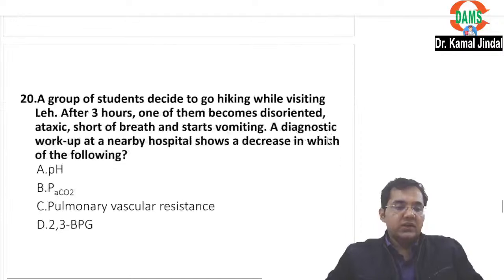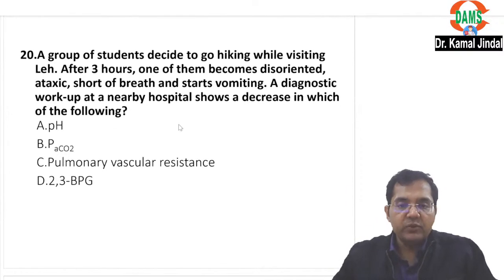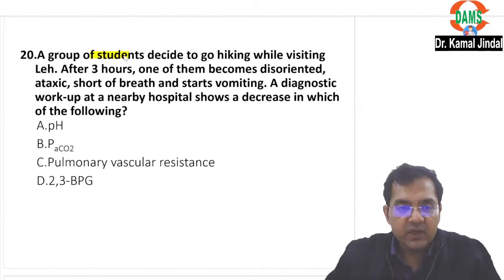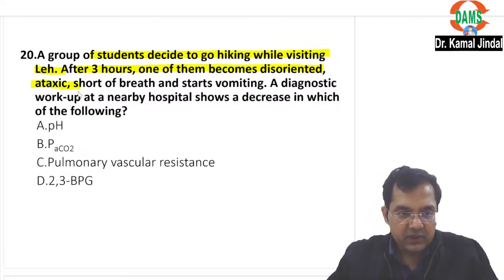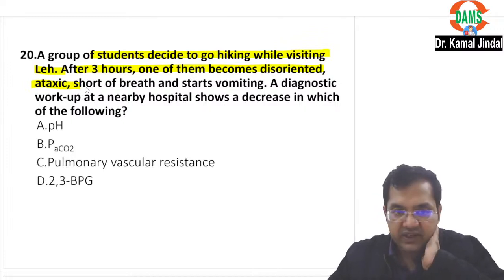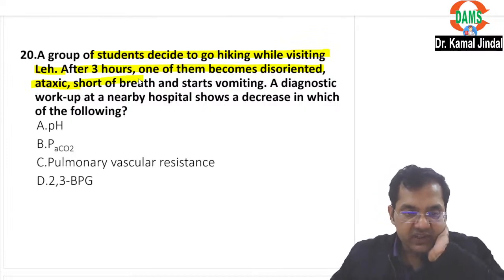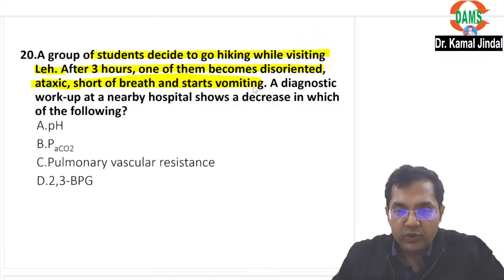Now moving on to question number 20. A group of students decide to go hiking while visiting Leh. So they are on trekking, hiking. After 3 hours, one of them becomes disoriented. Ataxic, that means he has some problem in his posture. He has difficulty in breathing, starts vomiting. So he has ataxia, lack of motor coordination. Diagnostic workup at a nearby hospital shows a decrease in which of the following?